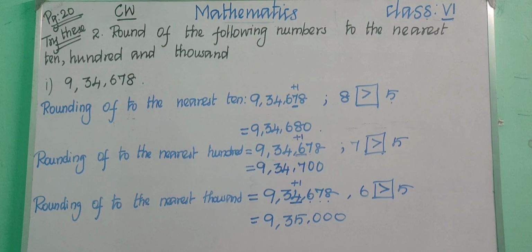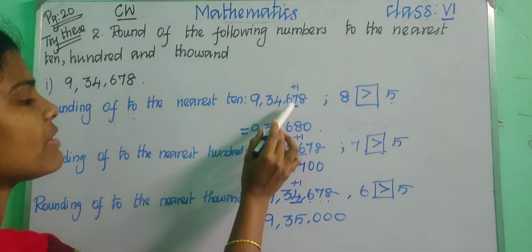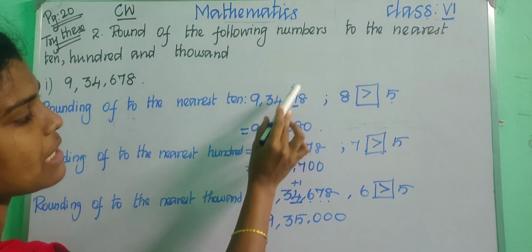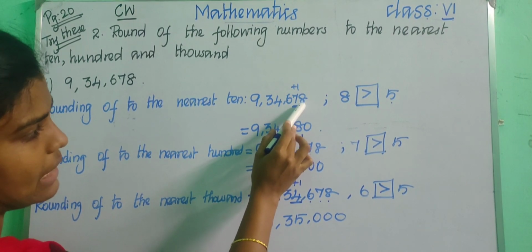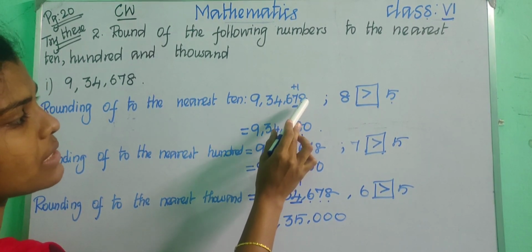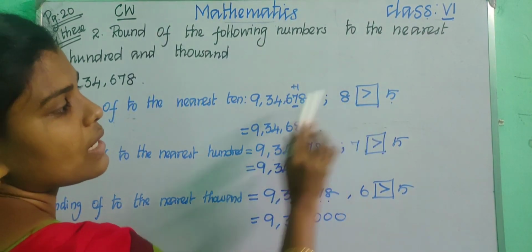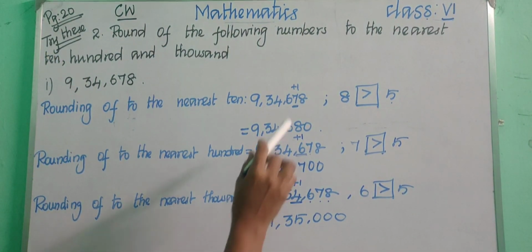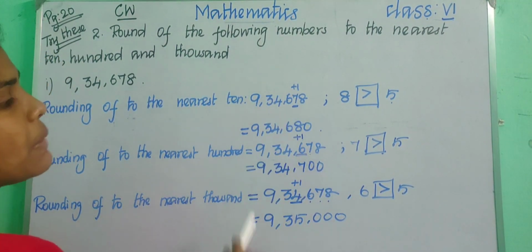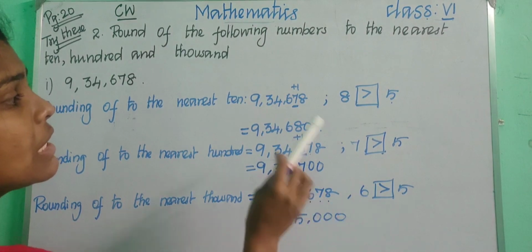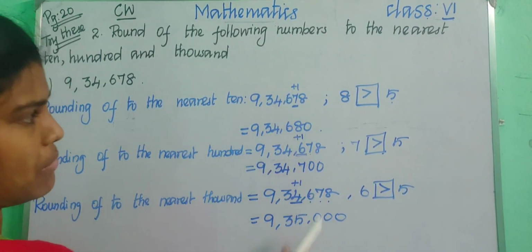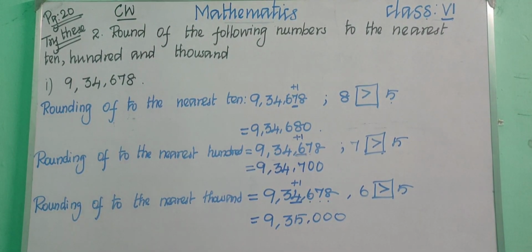Very easy, right? If you are going to round off to the nearest 10, we need to mark the tens place and check the next number. The next is 8, right? We need to check whether this 8 is greater than or less than 5. If it is greater than 5, we add plus 1. If it is less than 5, we simply keep the same number. Can you all understand? Let us do the next one. Pause the video and write.